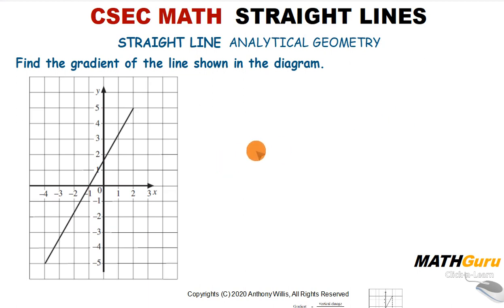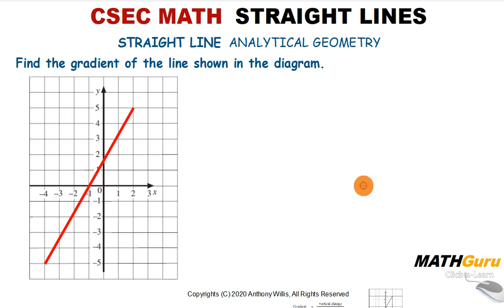Let's look at the worked example where we applied our understanding of the gradient of a straight line. So here you have a challenge problem. Find the gradient of the line shown in the diagram here. The gradient of the line indicates the steepness of the line shown there, right? The gradient of that line. So how do you go about finding the gradient of the line?